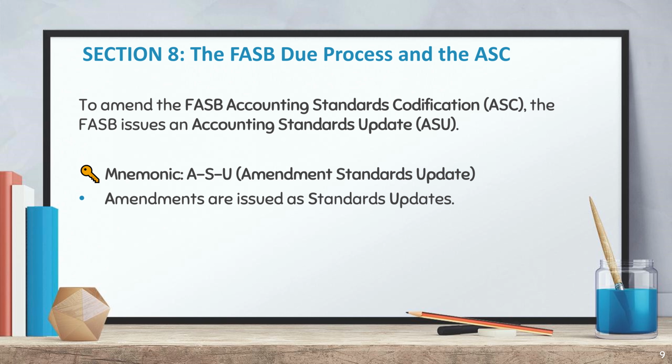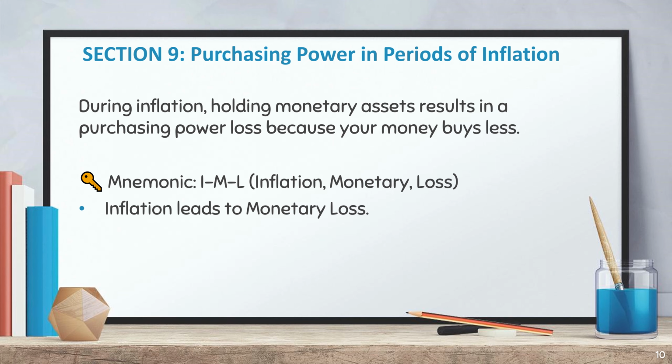Section 8. To amend the FASB Accounting Standards Codification, the FASB issues an Accounting Standards Update. Mnemonic, ASU, Amendment Standards Update. Amendments are issued as standards updates.